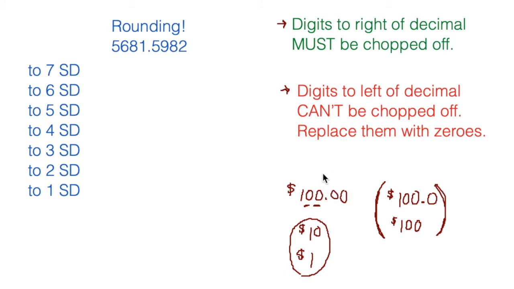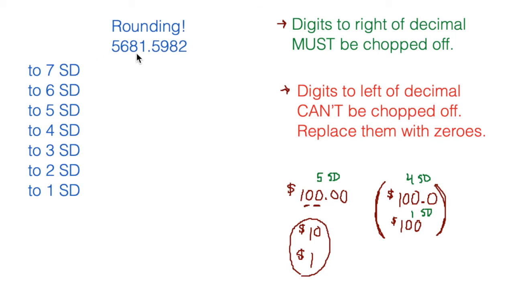This number here would have 5 significant digits. This number here would have 4 significant digits. This number here would have 1 significant digit. So we are changing the number of significant digits. For that reason, the digits to the right of the decimal should be chopped off.